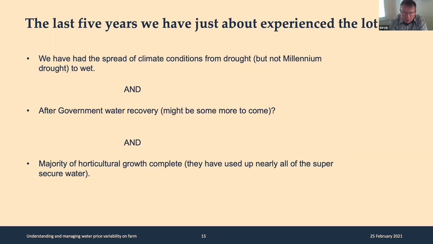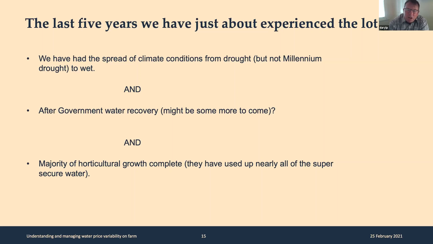So I alluded to this earlier, but the last 5 years we've just about experienced the lot. Acknowledging though, we haven't had that absolutely severe drought as we had in the millennium drought, and also we haven't had the absolutely super wet. But pretty much we've had the lot. We've had the spread of the climate conditions. It's been during a period where most of the water recovery has occurred. And as I said just before, the majority of the horticulture growth is getting close to where they're going to sit.